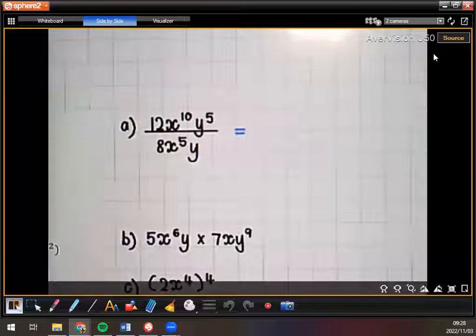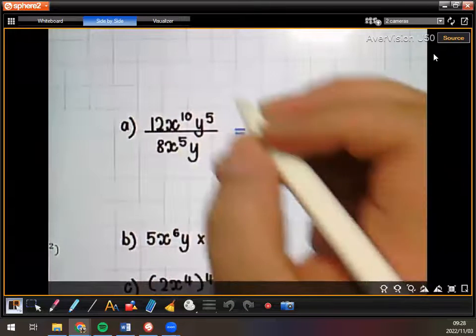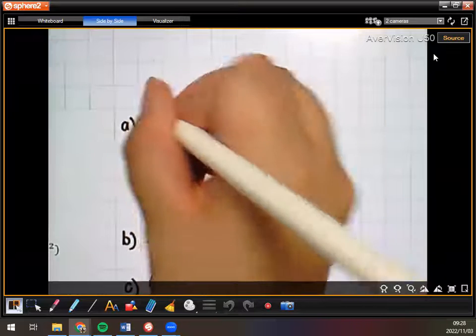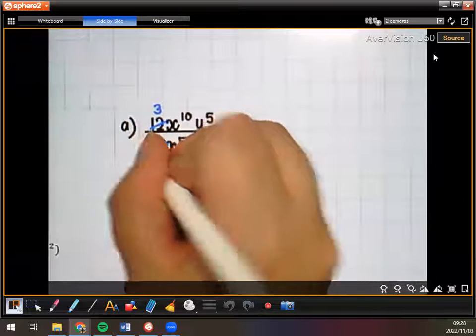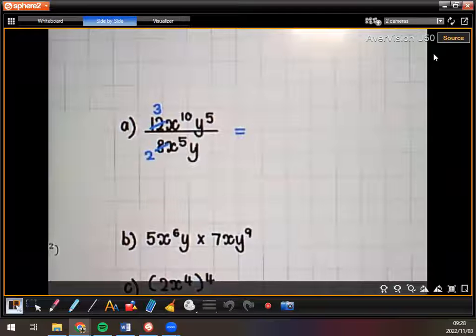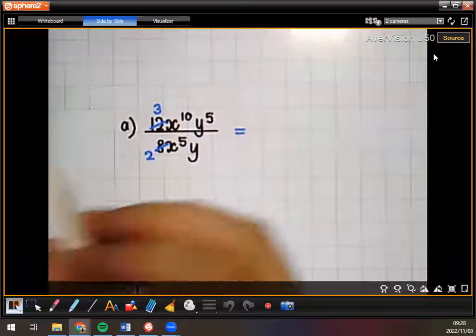12 divided by 8, is that going to be a whole number? No, hey, but I can simplify. What number goes into both 12 and 8? 4, okay. So 4 goes into 12 3 times, and how many times into 8? Twice, 2 times. Okay, so in my answer, guys, I'm going to have a 3 at the top and a 2 at the bottom. Okay, let's see what else we're going to have.